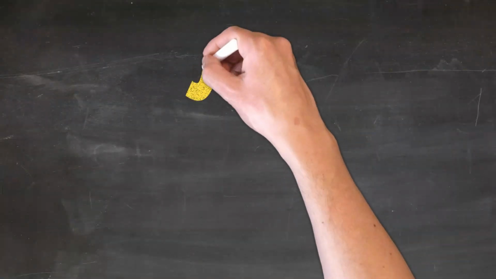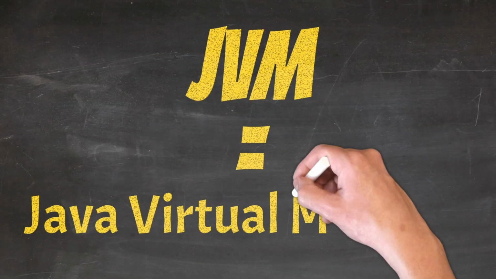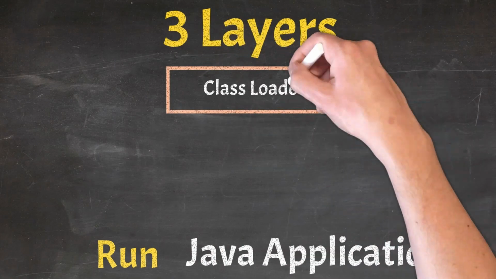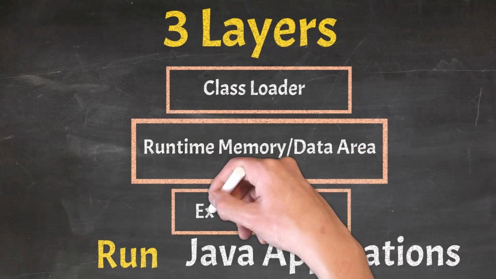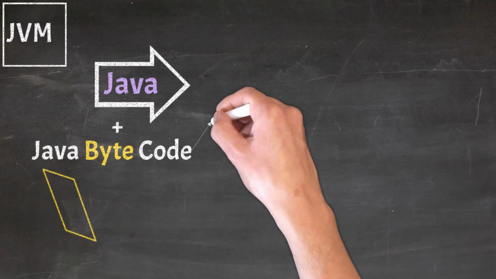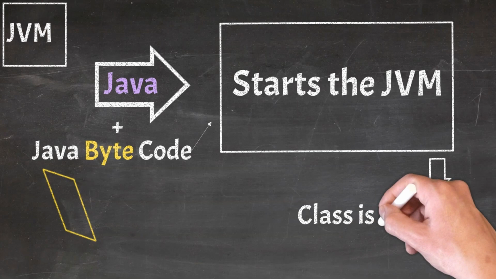I said earlier that you need JVM to run your programs, but what exactly is a JVM and how does it run Java code? JVM, the Java Virtual Machine, is composed essentially of three layers: class loader, runtime area, and the execution engine. So when you run the java command with the class file as a parameter, it starts the JVM, the given class is loaded, and its main method is called.